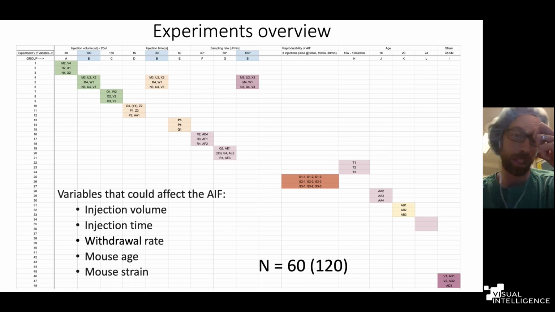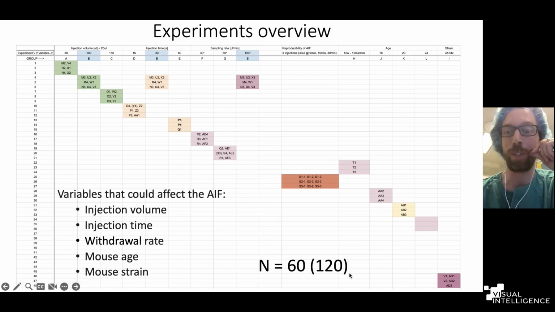Yeah, very quickly, we have currently scanned around 60 successful mice, but more than double because of all the failures and the training that we needed to do to establish the methodology. We are currently collecting the last mice for this validation study, where we check different injection volumes, injection time, withdrawal rate, and mouse age and mouse strain. Because if we want to train these models, we have to know if the input will vary and if the output will vary with these variables. If we don't know this, we don't know what's causing the variations in the models.